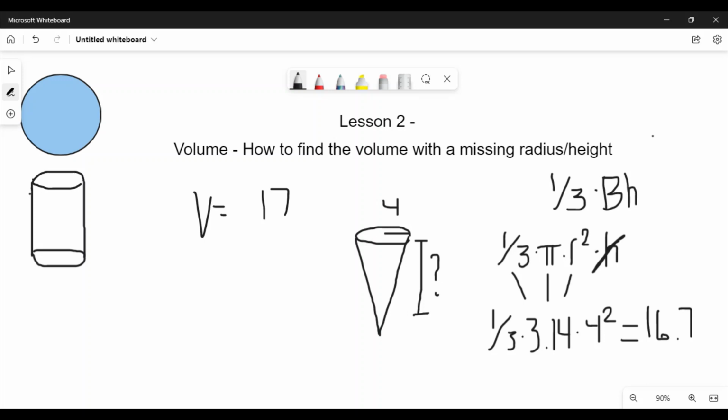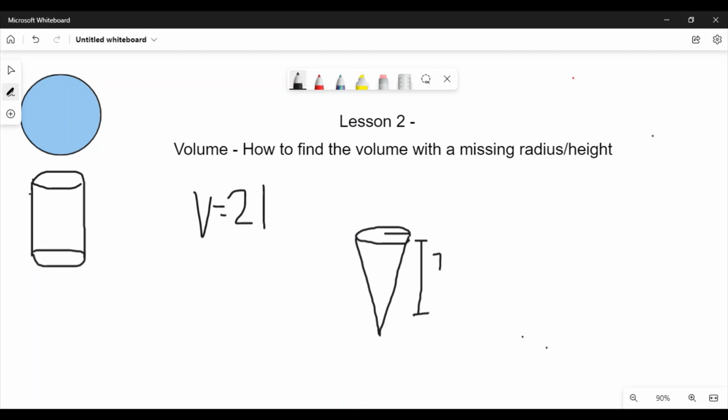And we know that the volume is 17, and we know that the radius is 4. We already used the radius in this case, so we don't need it anymore. And this is the answer that we get when we put that into the calculator. So now you're going to get the volume, which is 17, and you're going to divide it by whatever you got here. So it's 17 divided by 16.7, and the answer you get rounded to the tenths place is 1. So that's your height. So h equals 1.